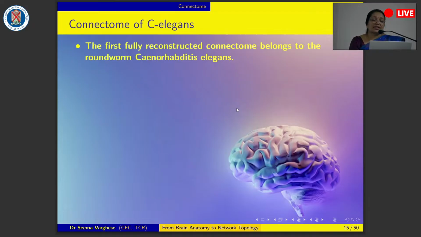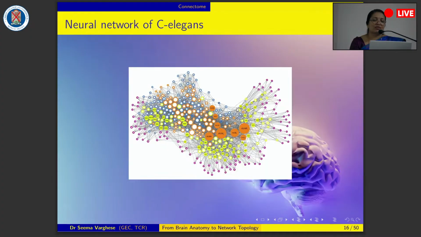The first fully constructed connectome belongs to the roundworm. Efforts to build a connectome are not that easy. The first one was done in C. elegans. C. elegans means the roundworm. This is the roundworm, and this is the connectome of the roundworm. You can see it is a very simple organism, yet it has such a complicated structure. It has between 300 and 400 vertices, and many more edges, more than 800. So this itself is not easy to analyze.